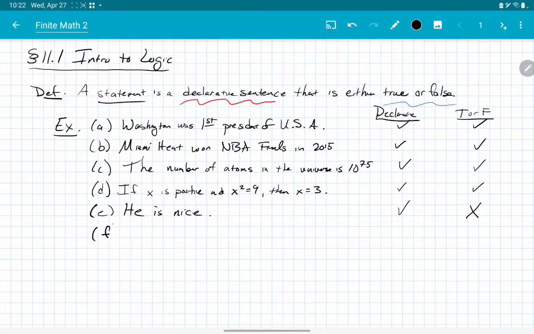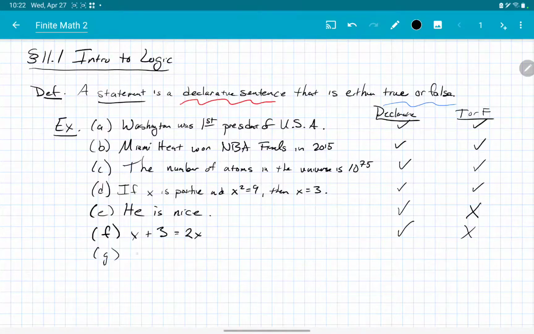Okay, here's another example. x plus 3 is equal to 2x. Okay, this is saying something. This is saying that x plus 3 is 2x. But there's no way to know if it's true or false unless we specify a value for x. So this is similar to the previous one, saying that he is nice. Okay, so it is not a full logical statement. It does not count.